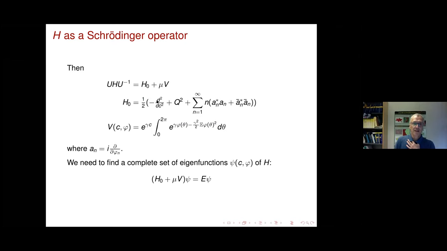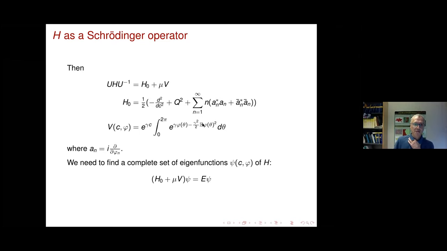So there is a second derivative in the variable c, so it's a free particle motion. And then the non-linearity, the Liouville term, of course, is e to the gamma times the field, which had two pieces: e to the gamma c, and then this multiplicative chaos integrated over the circle. And the annihilation operator, in these variables, is just the complex derivative in the nth Fourier component. That's a concrete Hamiltonian.